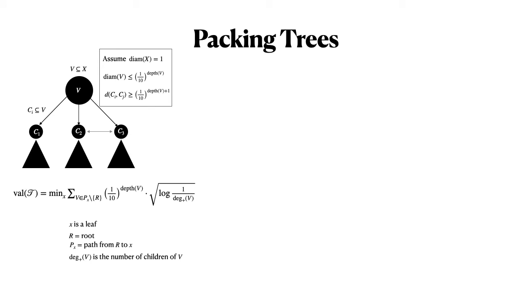And let me define the value of a tree, which is a very complicated looking expression. So let me try to help you parse it. So this is the minimum over all paths in the tree. The first quantity here is just the diameter of that particular node along the path. And the second quantity is square root log of 1 over the number of children of V.